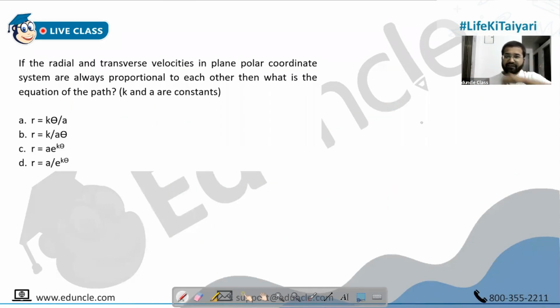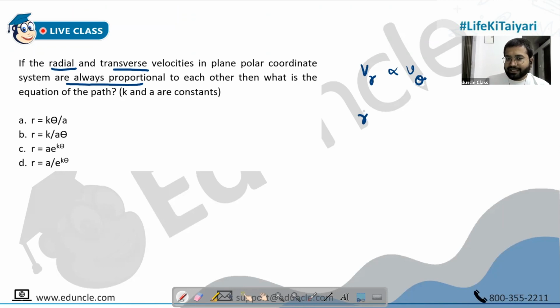If radial and transverse velocities in plane polar coordinate system are always proportional to each other, then what is the equation of path? K and A are constants, random constants. You can write C1, C2, you can write alpha 1, alpha 2, doesn't matter. These are random constants which you are allowed to create your way. So they have given us radial and transverse velocities are proportional to each other.